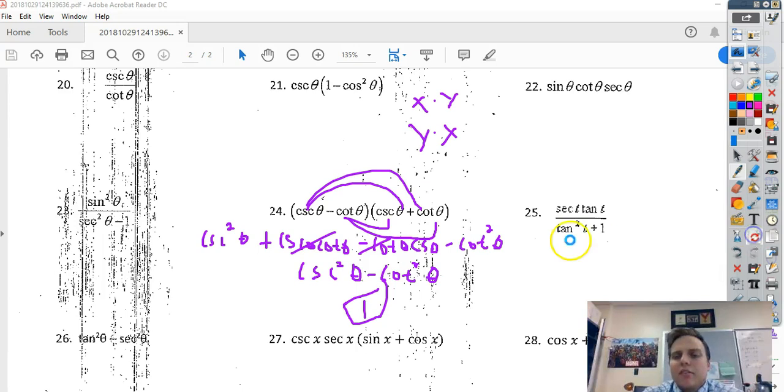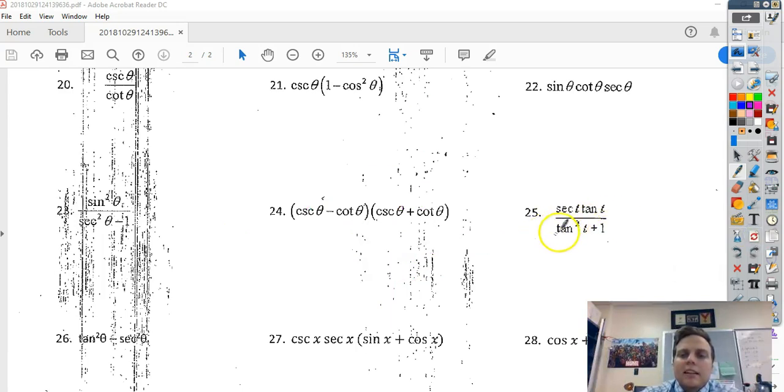Alright, number 25. When I look right here, I see in my denominator, that's a Pythagorean identity. Tangent squared theta plus 1 is the same thing as secant squared. And then I'm able to cancel out the square and get rid of that secant. So now I have tangent over secant. So I'm going to change tangent to being sine over cosine. And I'm going to change secant to being 1 over cosine.